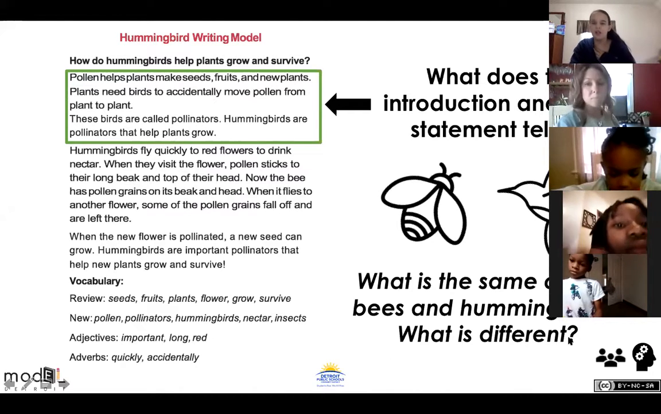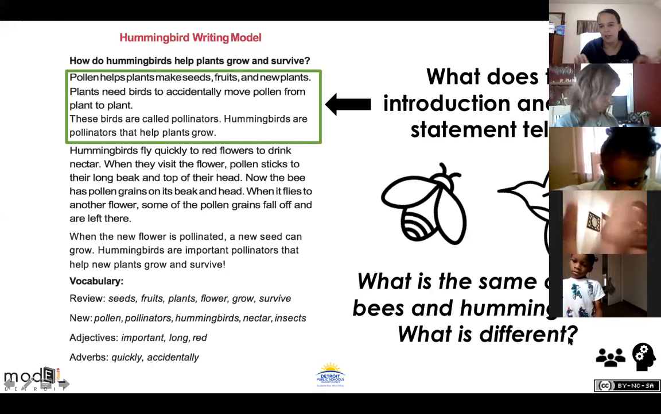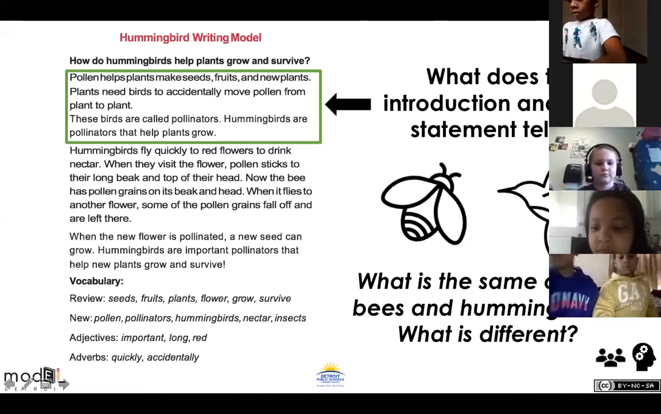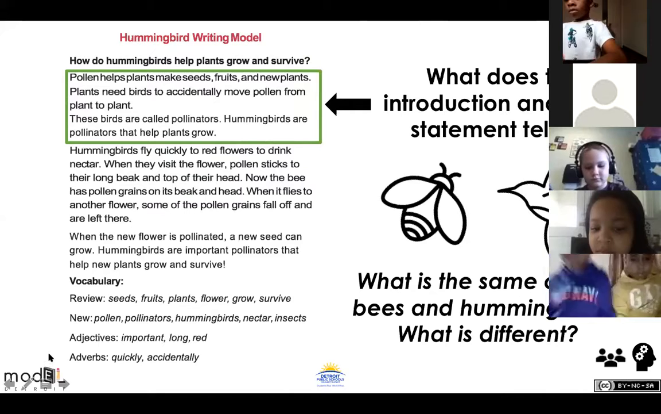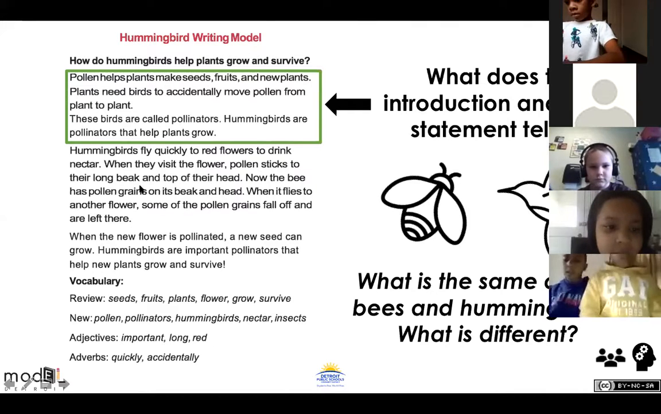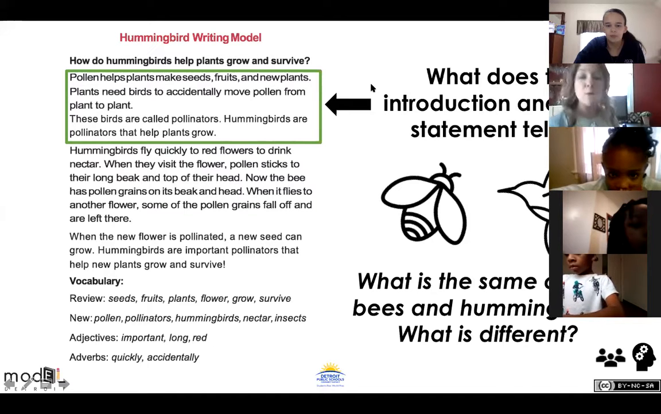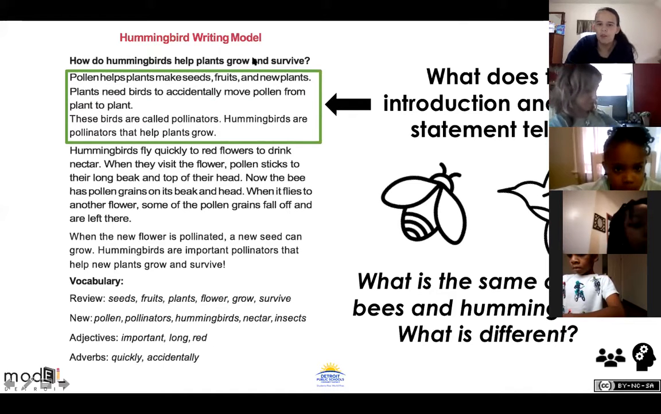Friends, what comes first, the introduction or the focus statement? Type it. If you can't type, if you can't see the chat, raise your hand. Friends, both of those words are on your screen. Here's the word introduction, and here's the word focus statement. They're both right there for you to use to help type and spell. So which one of those comes first, the introduction or the focus statement?